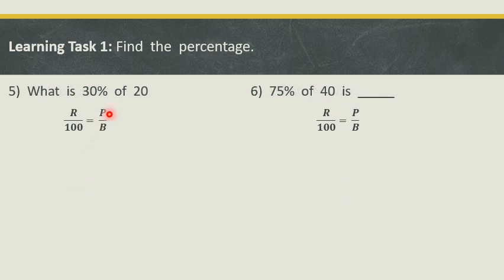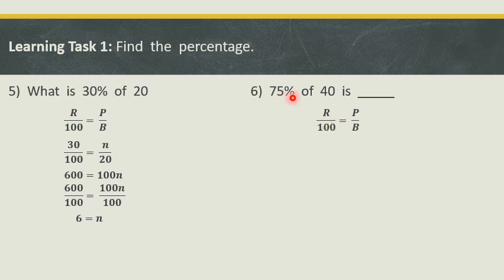Then, number 5, what is 30% of 20? Ang 30, ito yung ating rate. Ang 30 is rate, ang 20 is yung base. Nawawala is yung ating percentage. Then, cross multiply, 30 times 20 is 600. 100 times N is 100N. Then, divide both sides by 100. 600 divided by 100 is 6. So, ang 30% of 20 is 6.